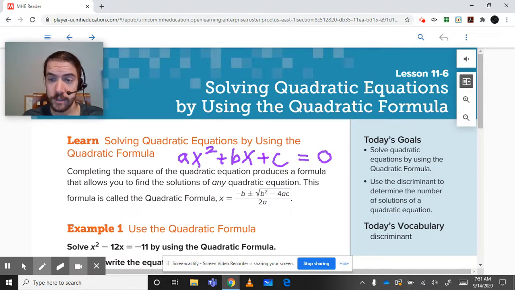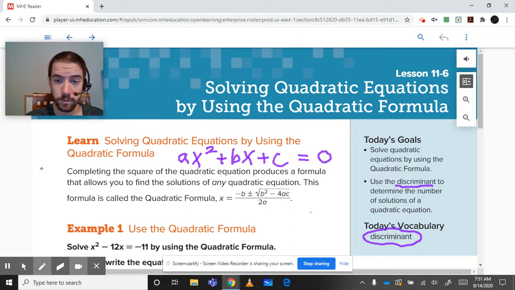Just want to highlight today's goals real quick. We want to be able to solve quadratic equations by using the quadratic formula, and we want to use something called the discriminant, which is today's vocabulary word. We want to use the discriminant to determine how many solutions you're going to get to the quadratic equation.